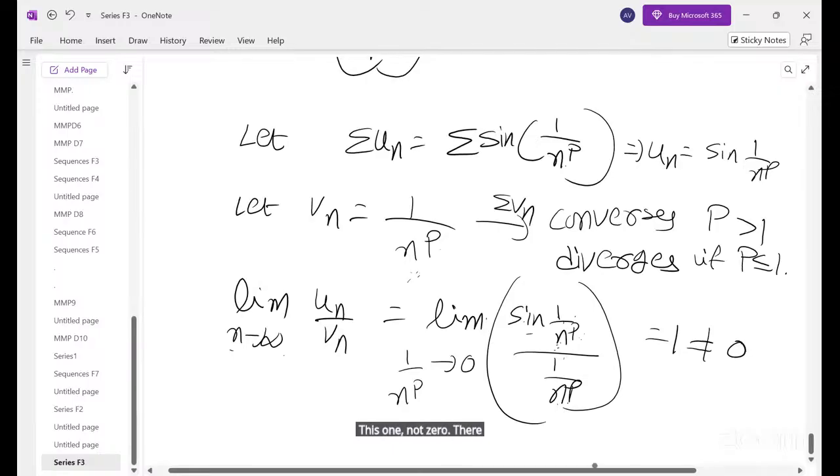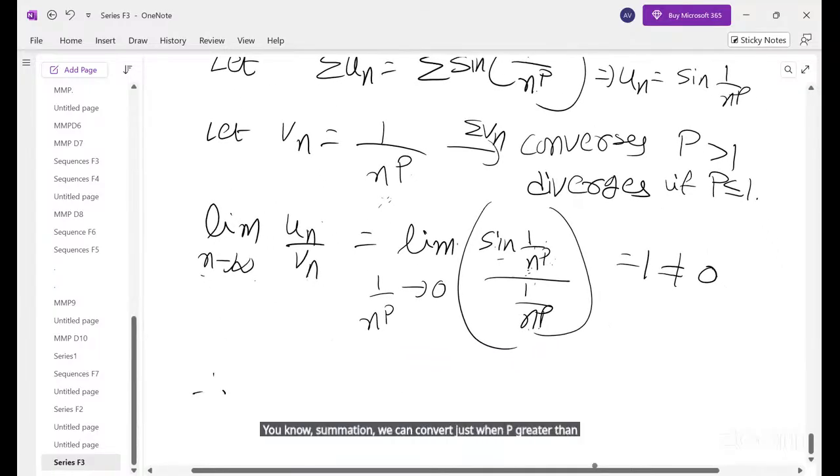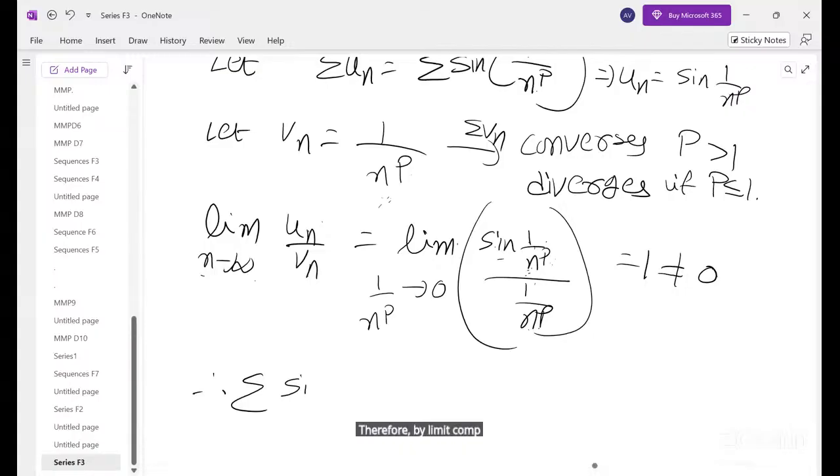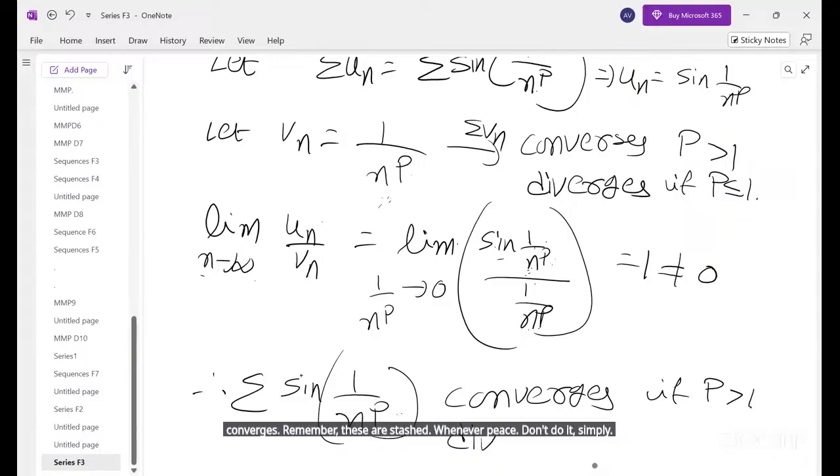Therefore, by the limit comparison test, un and vn will have the same nature. Whenever this converges, this also converges. Therefore summation vn converges when p is greater than 1. So by limit comparison, sin(1/n^p) with p positive follows the same nature. Remember this as a test; don't do the steps, simply conclude. Sin(1/n^p) and summation 1/n^p follow the same nature.